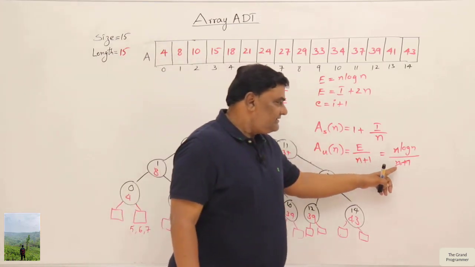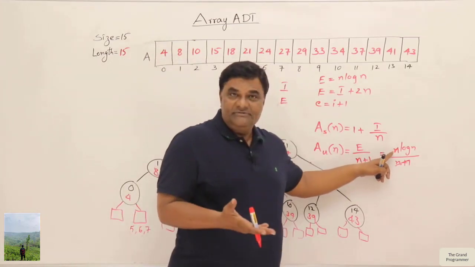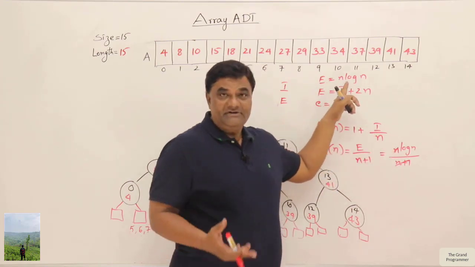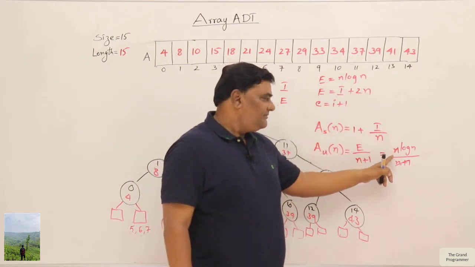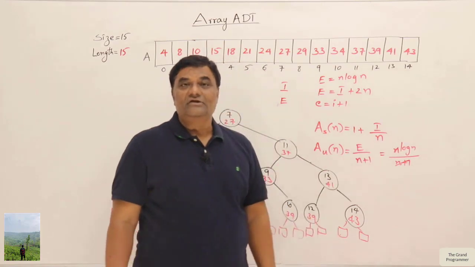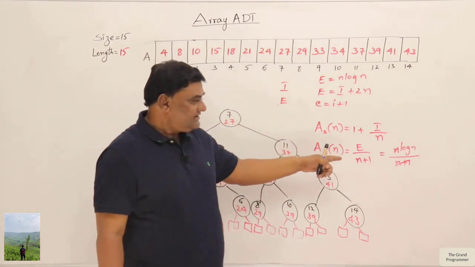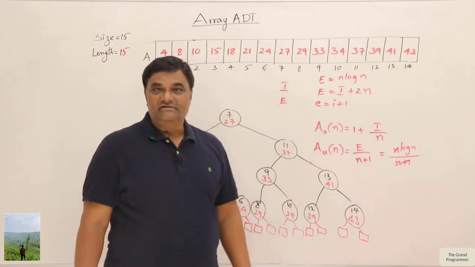So this is n plus 1. Assume that this is also n plus 1. As I said, this will be n plus 1, but we are writing n here. So n plus 1 gets cancelled. So it is log n. So average unsuccessful search time is log n.